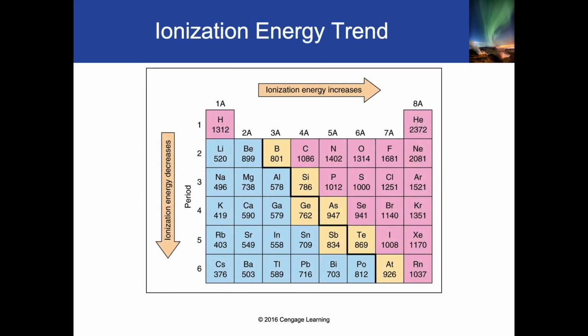So here's a little graph here, not a graph, a diagram. Here we go. It shows you that ionization energy decreases as we go down a group, but as we go across a period, the ionization energy increases.